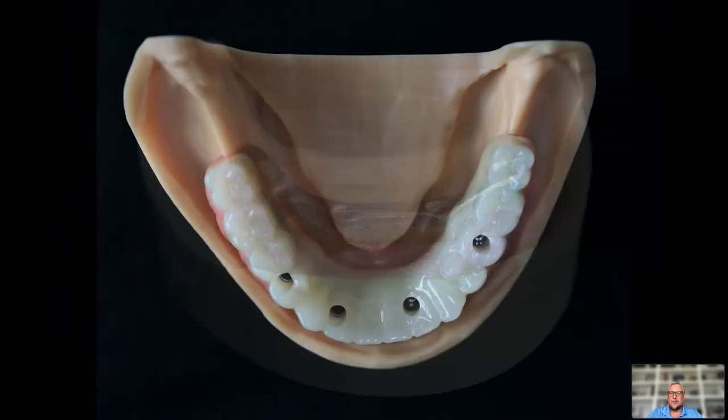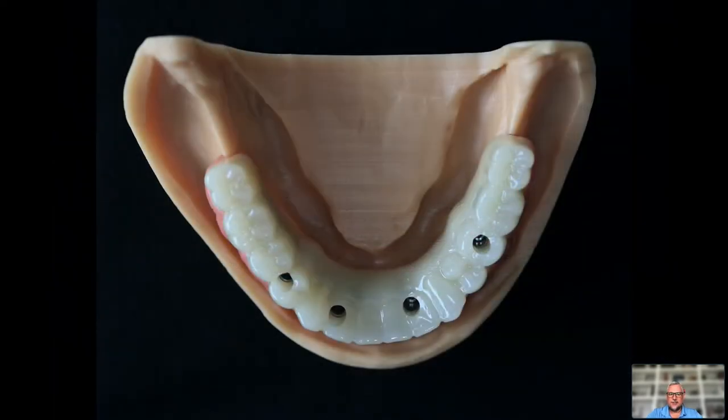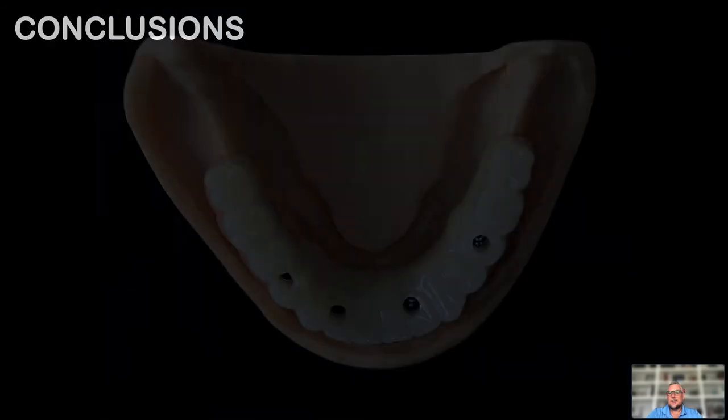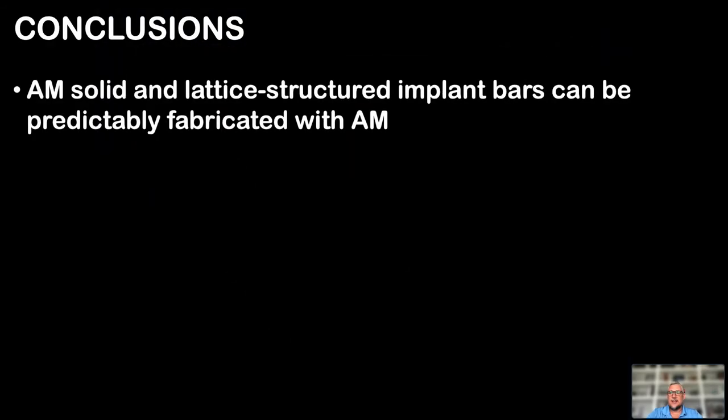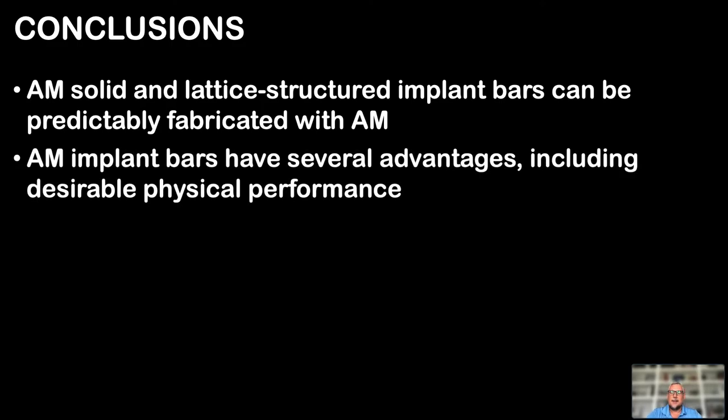This also coupled very nicely with the iVotion denture so that we had a great fit. So we can really jump to the conclusions and see that the implant bar, whether it's solid or lattice structured, can be fabricated through AM. They have very desirable features.